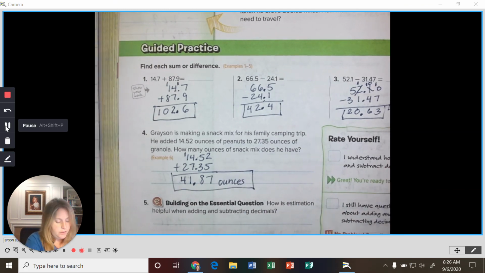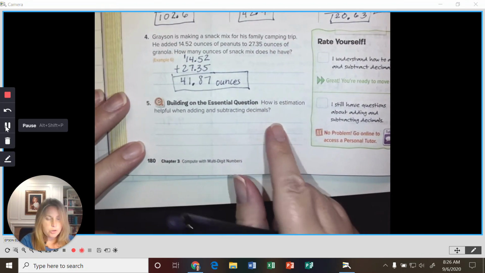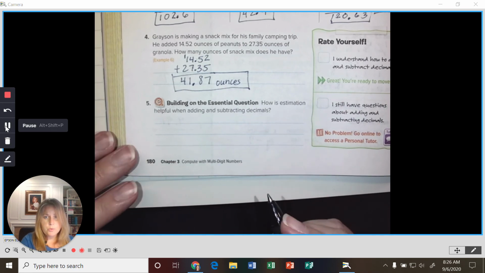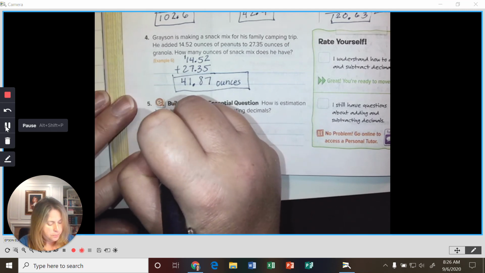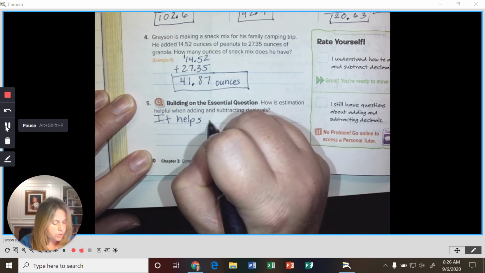And then number 5, building on the essential question, how is estimation helpful when adding and subtracting decimals? It really lets us know if our answer is reasonable. All right, so we know if we made a mistake with our arithmetic. It helps us to know if our answer is reasonable.